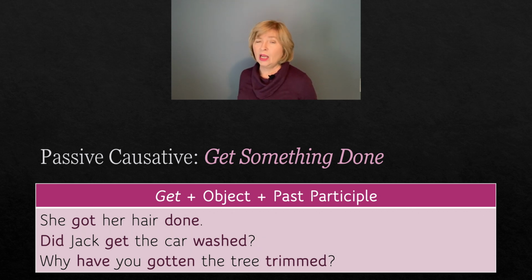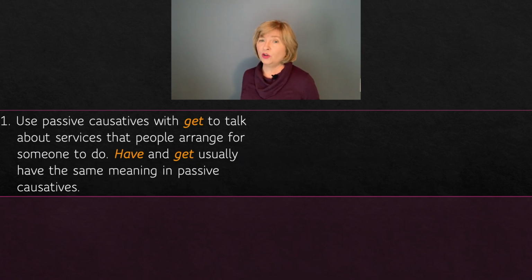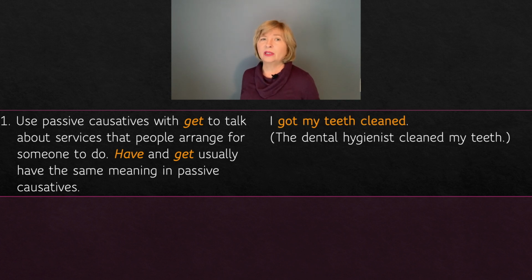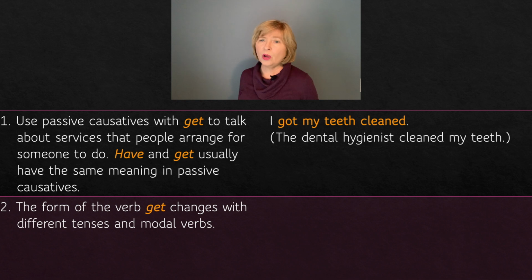The first one is use passive causatives with get to talk about services that people arrange for someone to do. Have and get usually have the same meaning in passive causatives. An example is, I got my teeth cleaned. This means that I went to the dentist's office and the hygienist cleaned my teeth. The next rule is just that the form of the verb get changes with different tenses and modal verbs. So here are some examples.